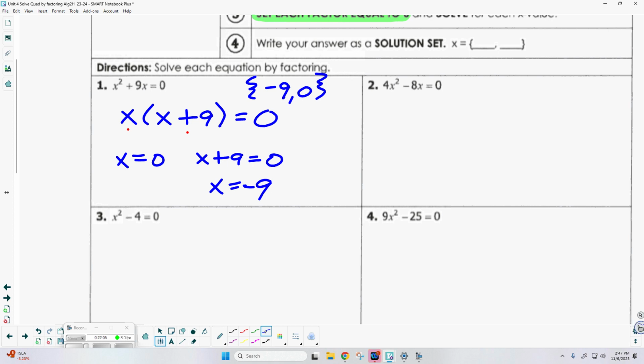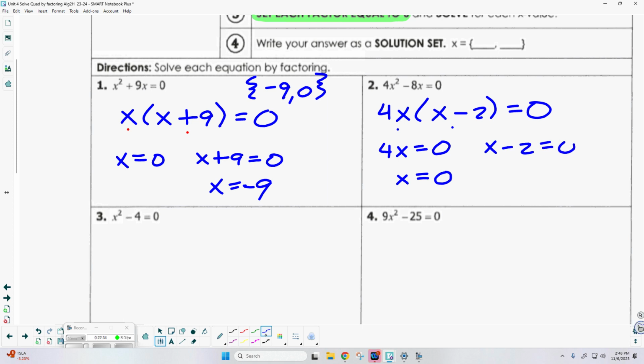What's GCF for 4x squared minus 8x? Okay, now 2 is, but you can go bigger. So 4x. If I pull out a 4x, what's left? X minus 2. This equals 0. Each part of your product, that's what you set equal to 0. So if 4 times some unknown value, x equals 0, what's my first answer? X equals 0. Okay. If the other group, x minus 2, is equal to 0, add that 2 over, x equals 2.